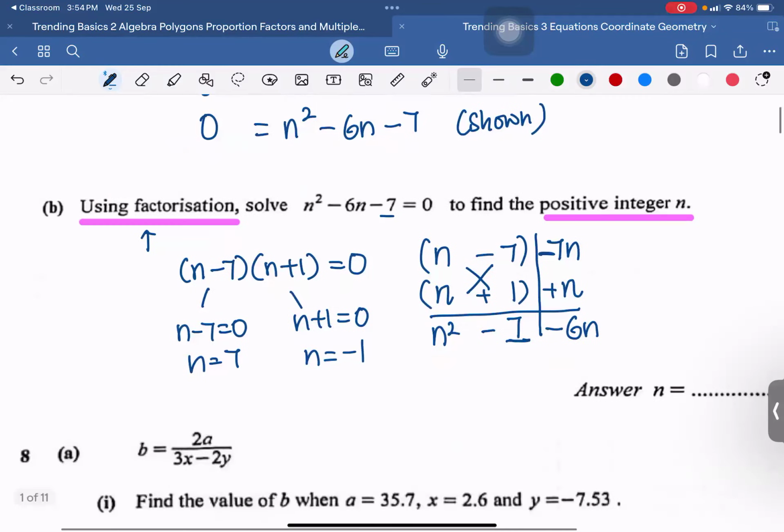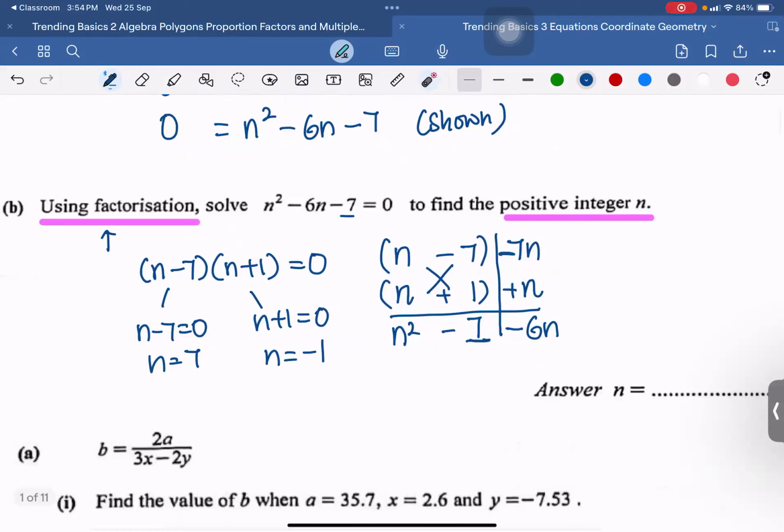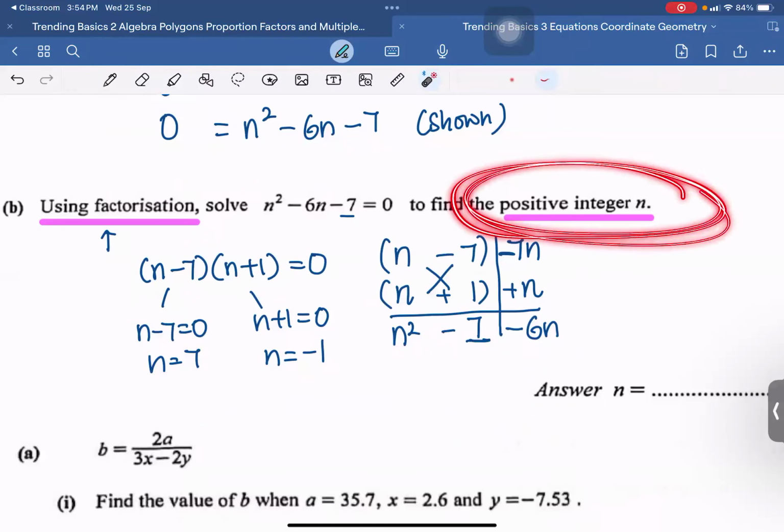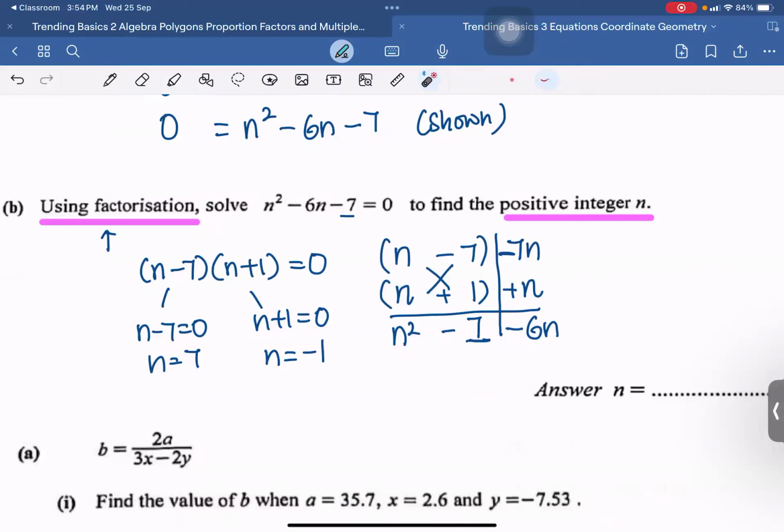Then how do I know which answer I am going to use? The question says positive integer. So in this case, this one is the answer. Answer is 7. Is it okay? This one can? Do not use formula.